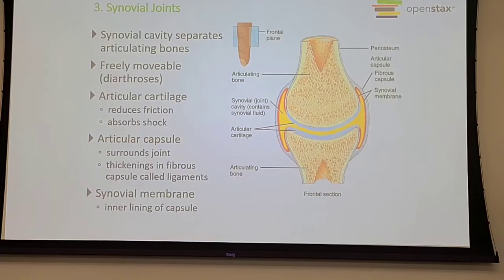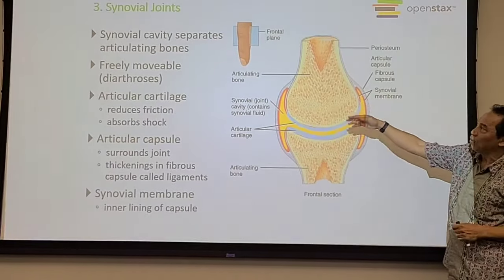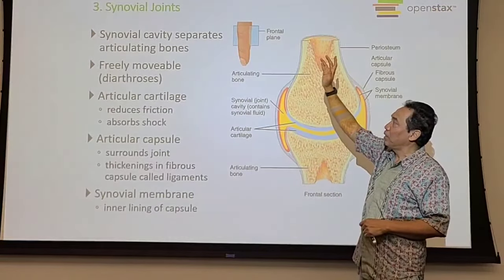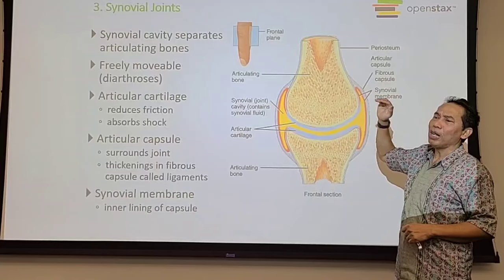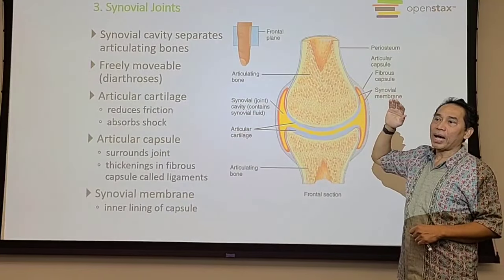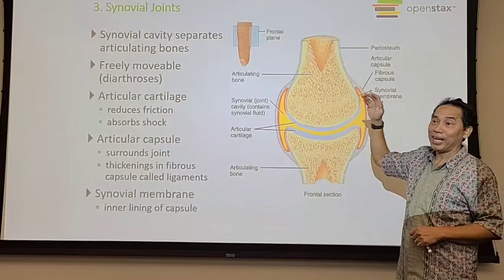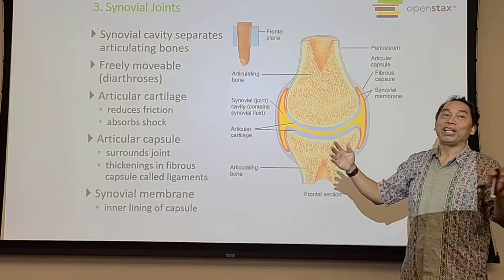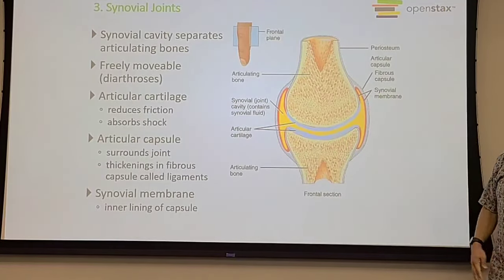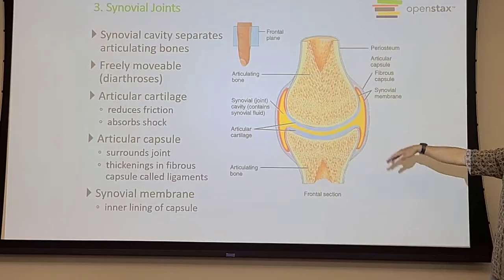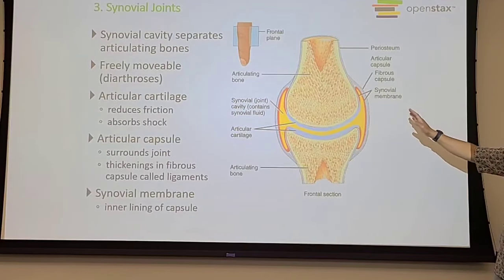Okay, the last one. This is the last type of joint. It has a synovial cavity, therefore it's called a synovial joint. And all of them are diarthrosis. What does diarthrosis mean? Freely movable joint. Again, we already learned this structure, right?